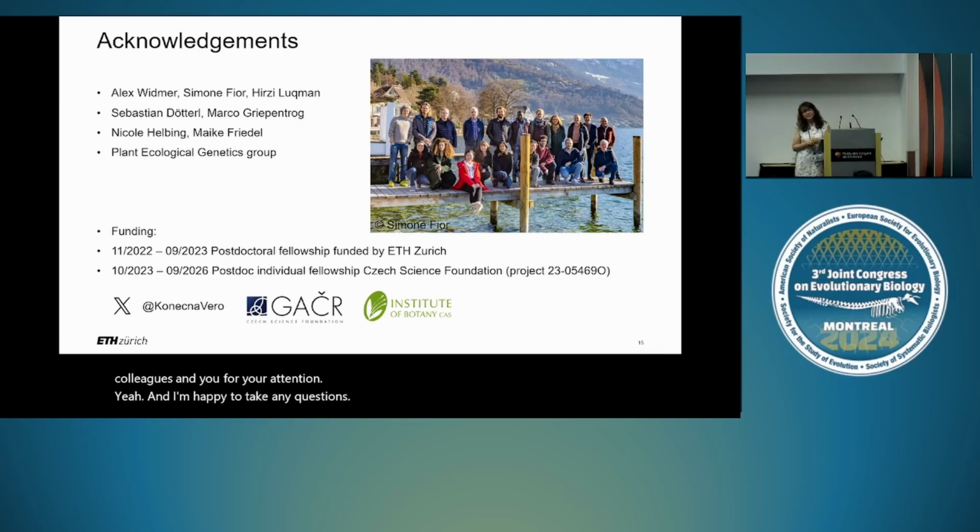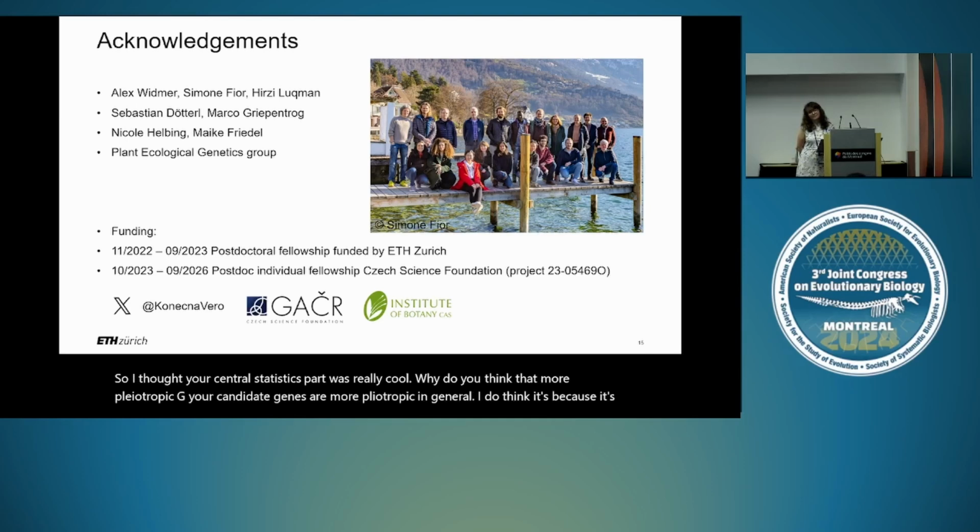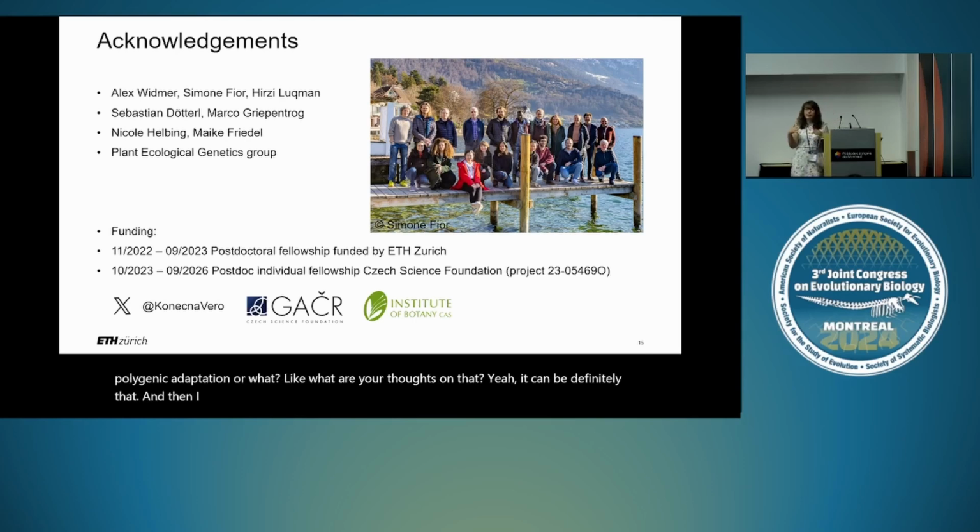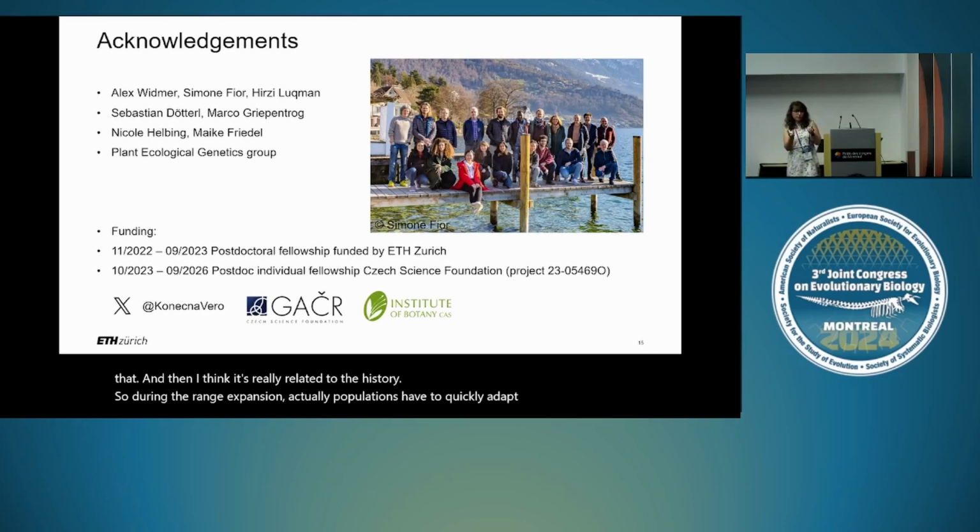So I thought your centrality statistics part was really cool. Why do you think your candidate genes are more pleiotropic in general? Do you think it's because it's polygenic adaptation, or what are your thoughts on that? Yeah, it can definitely be that, and I think it's also related to the history. During the range expansion, populations have to quickly adapt to new environmental conditions. So this trait co-inheritance can be really important for facilitating rapid adaptation.